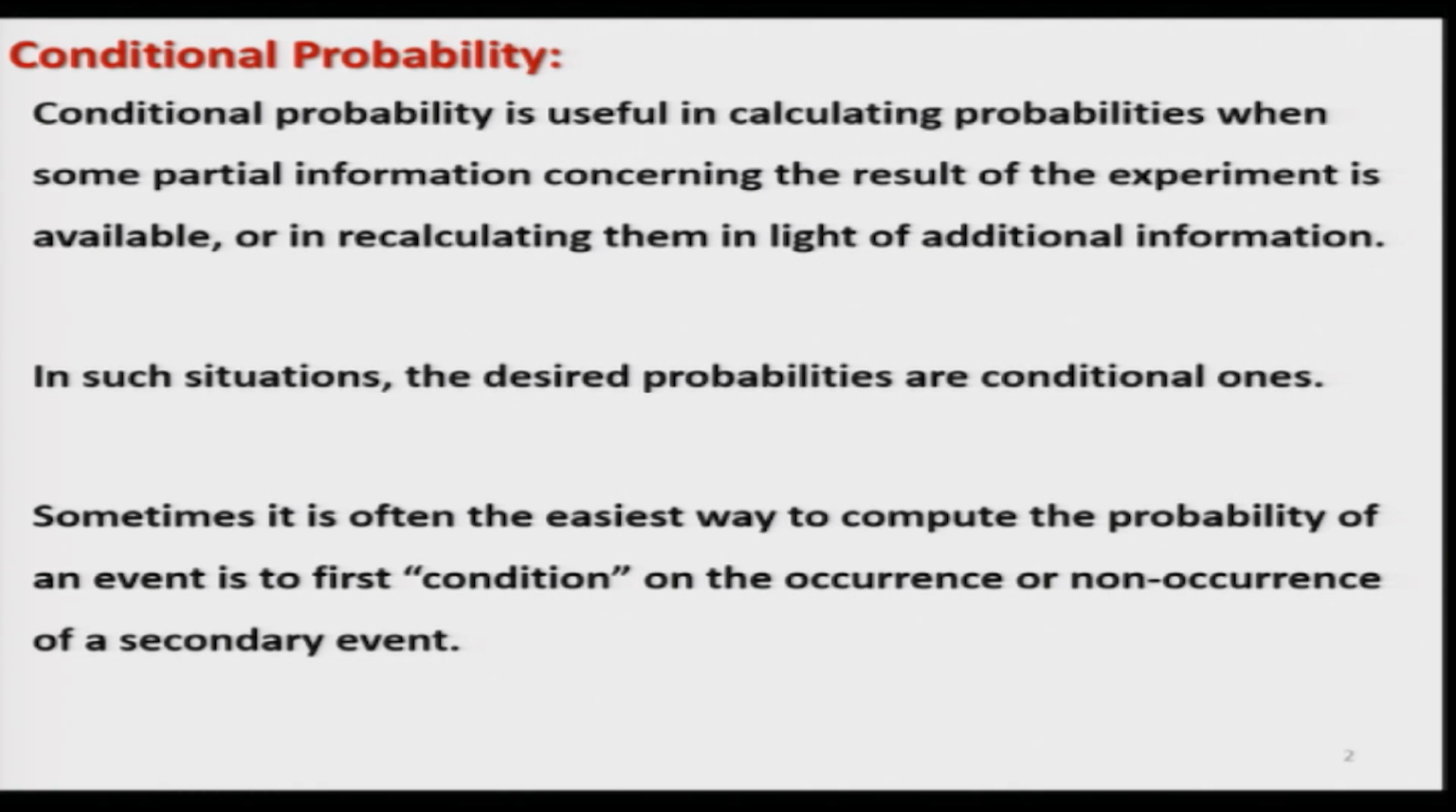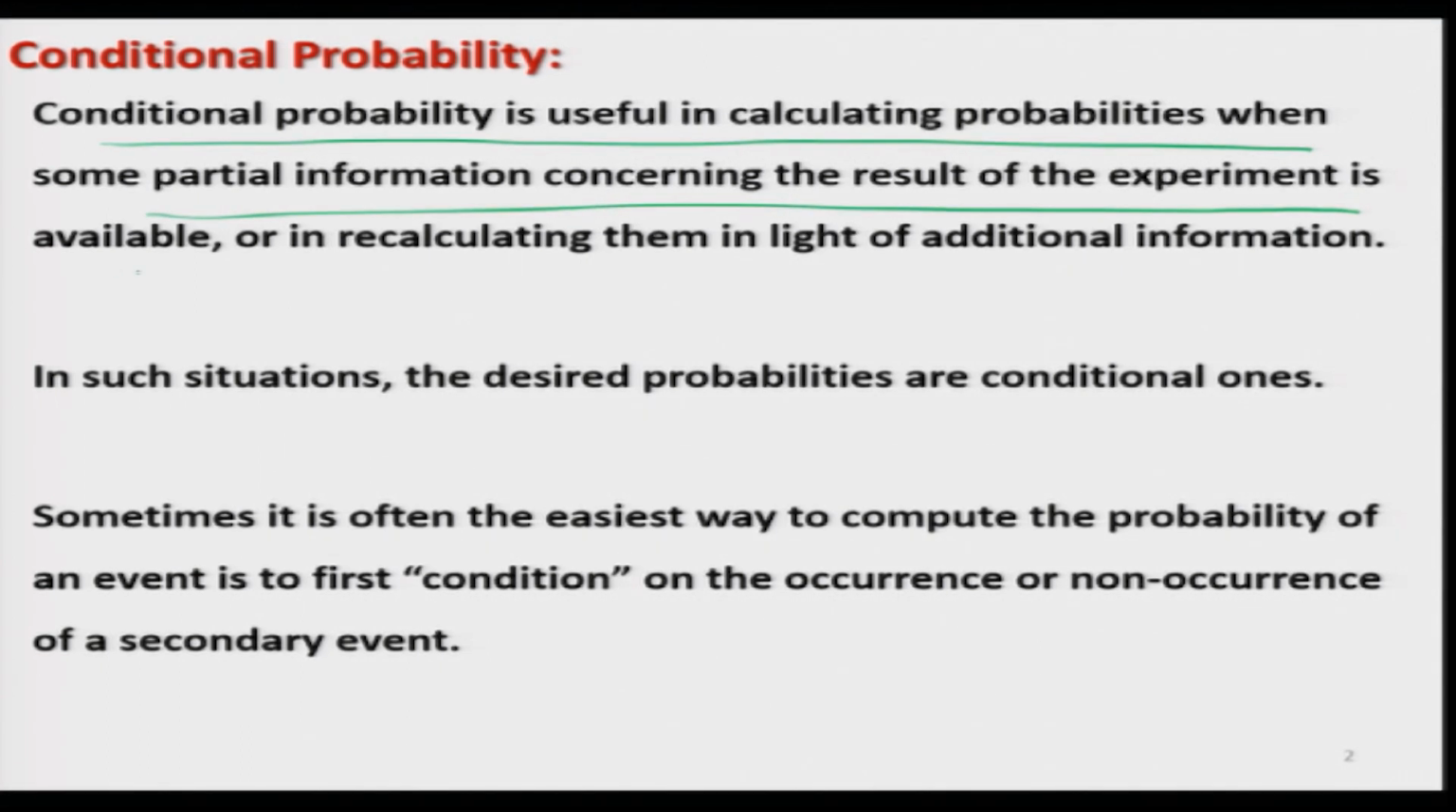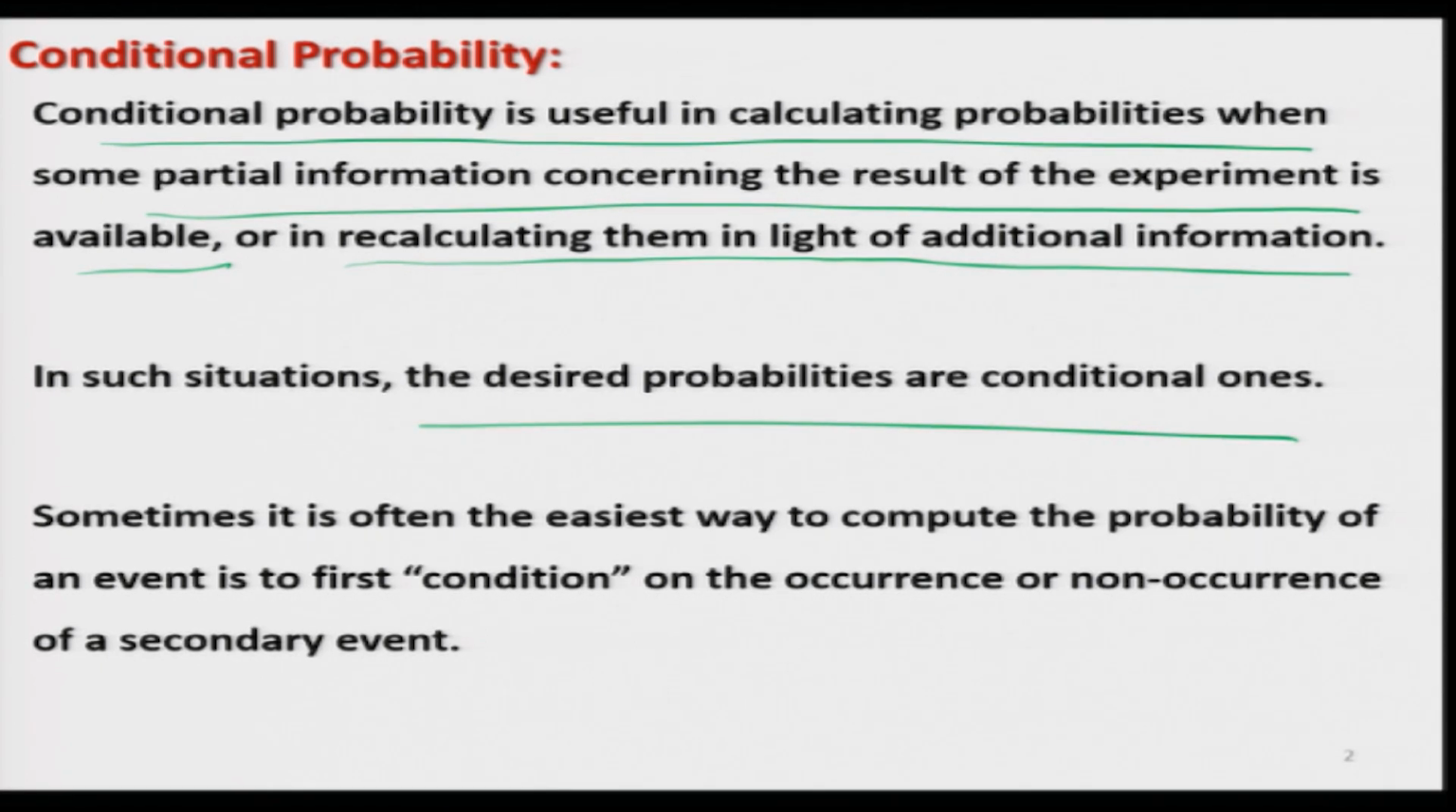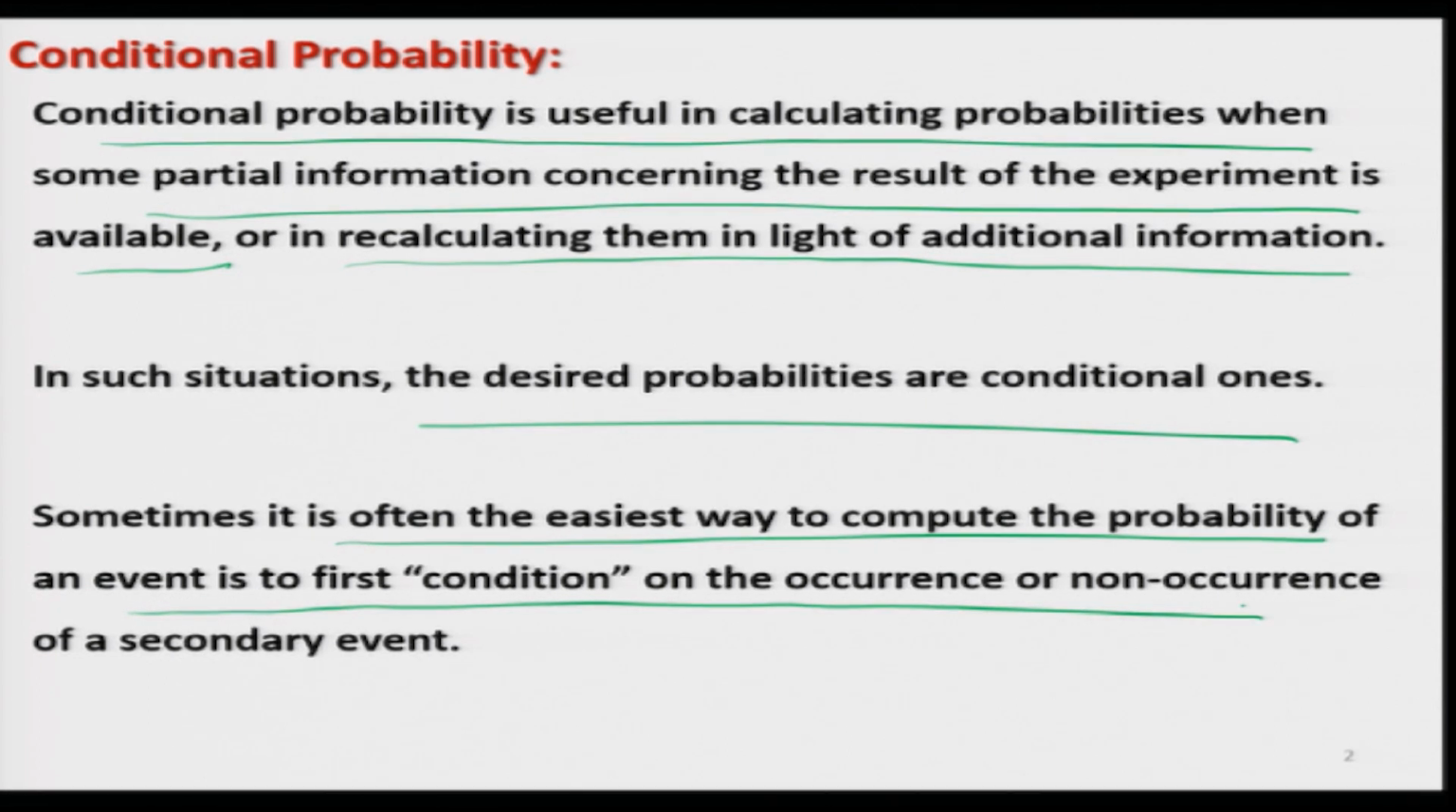Conditional probability is useful in calculating probabilities when some partial information concerning the results of the experiment is available, or when we recalculate those probabilities in light of some additional information. In such situations, the desired probabilities are the conditional ones. Many times, when dealing with real life data, the easiest way to compute the probability of an event is to first condition on the occurrence or non-occurrence of a secondary event and then compute it.